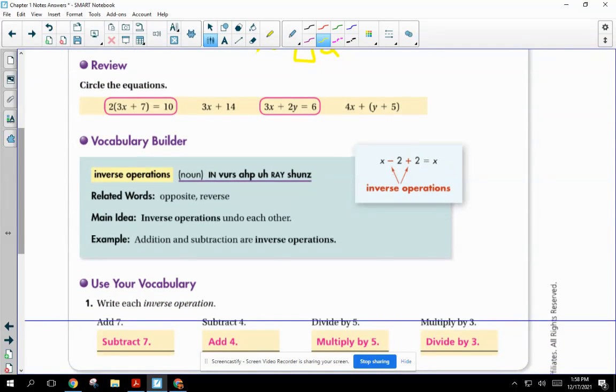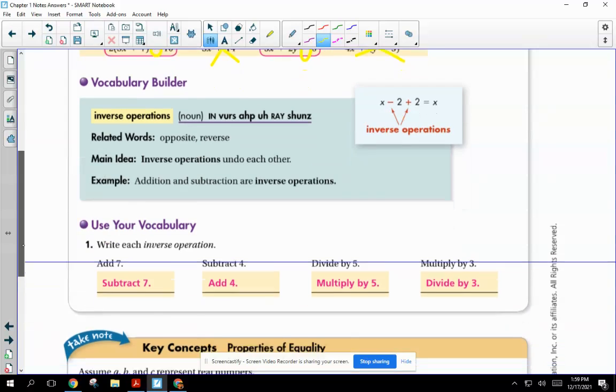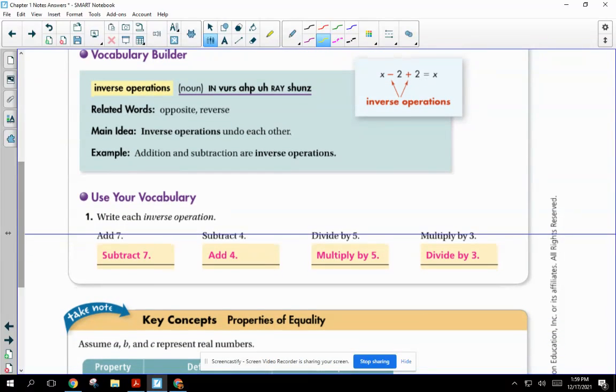Review. Circle the equations here. This one has an equal sign in it, so that is an equation. This does not. This has an equal sign, so that is an equation. This one does not. Vocabulary builder. Related words: opposite and reverse. Main idea: inverse operations undo each other, and we just discussed that. Inverse operations are minus 2 and plus 2. Another pair is multiplication and division.